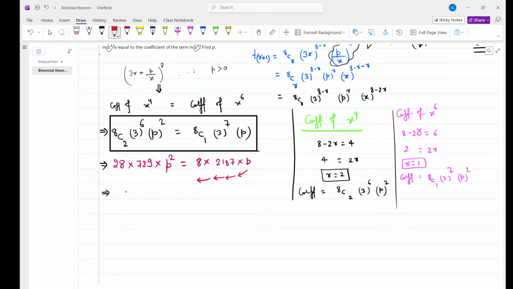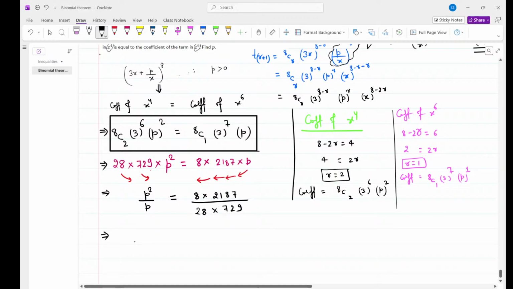And then move 28 times 729 divided to the other side. Okay. Tell me what I should write. Tell me exactly. Oh, so p squared over p equals to 8 times 2187 over 28 times 7. Okay. Then what you are getting? One second. I got 6 over 7.